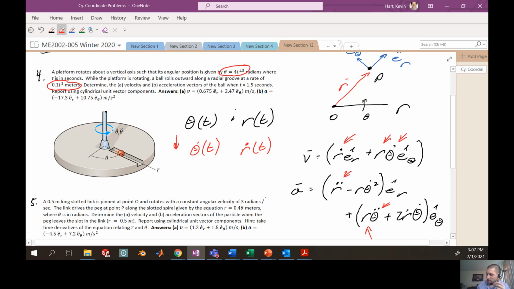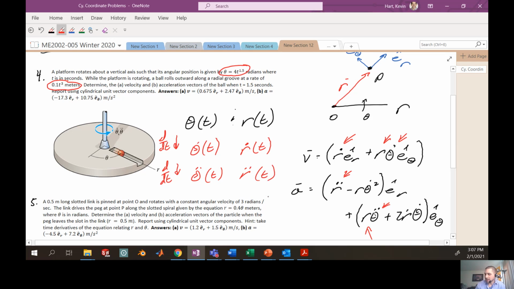But the idea here is that to go from theta as a function of time and r as a function of time to theta dot and r dot as a function of time, we just want to take the time derivative. And that's pretty straightforward because we already have our angular position and radial position as a function of time. And we can even go one more step further, take another derivative to get theta double dot as a function of time and r double dot as a function of time.